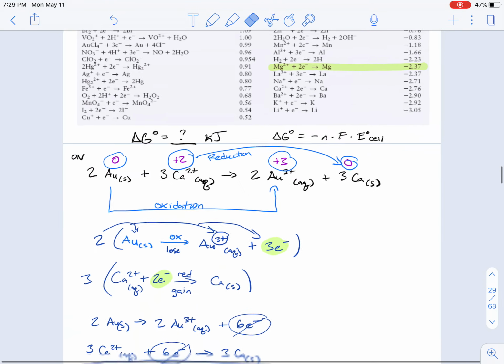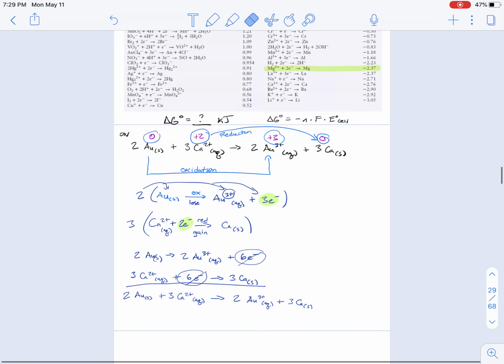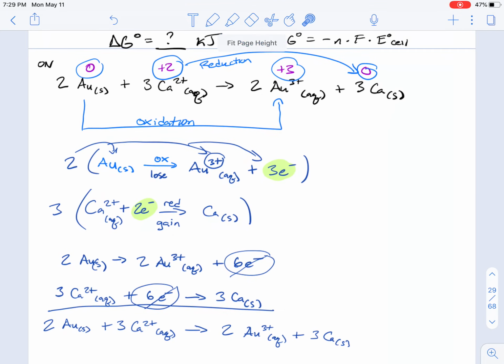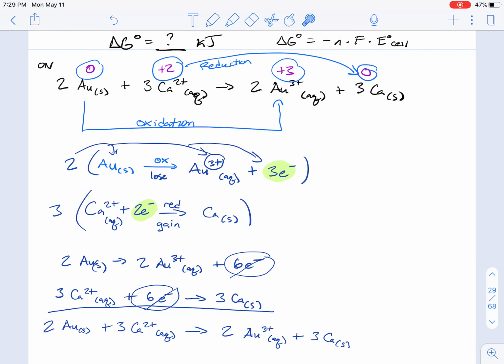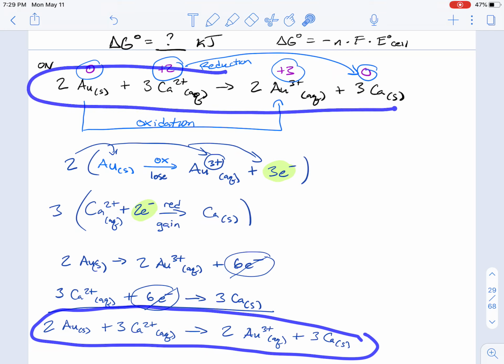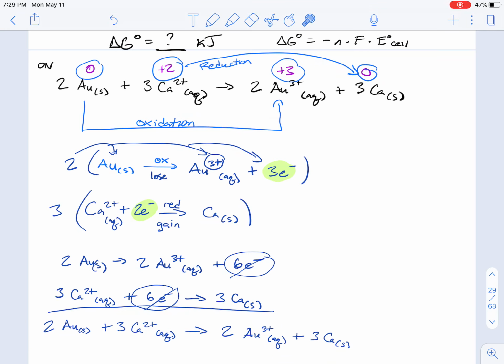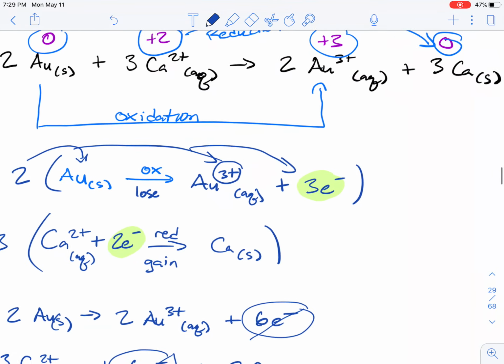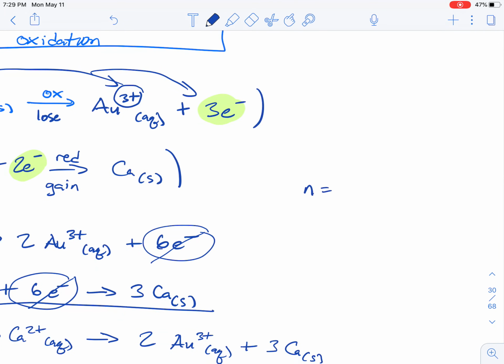Okay, I'm going to zoom out real quick so that you can see it. This equation is the same as my original equation. And for those two equations to match, I had to transfer 6 electrons. And so my work tells me that the value of n is equal to 6 moles of electrons.